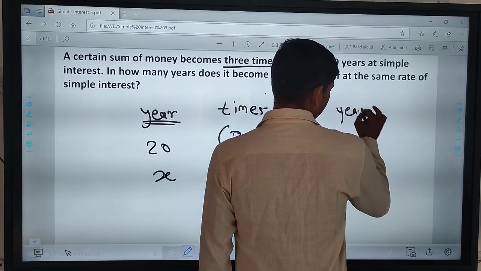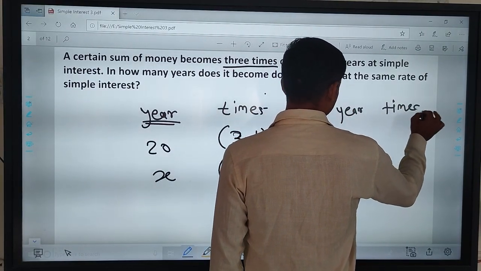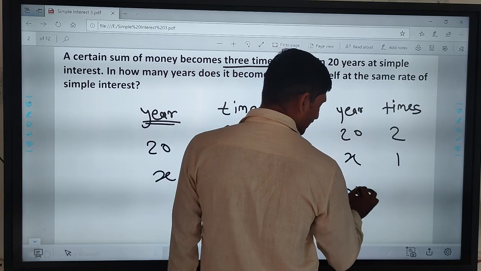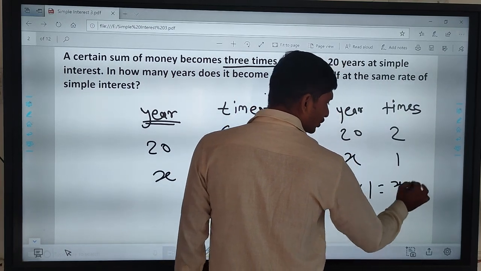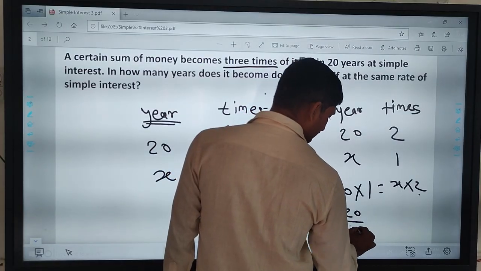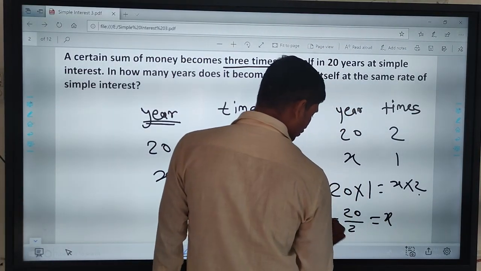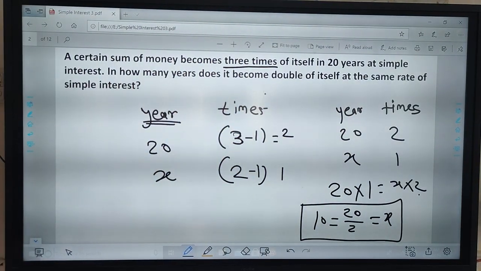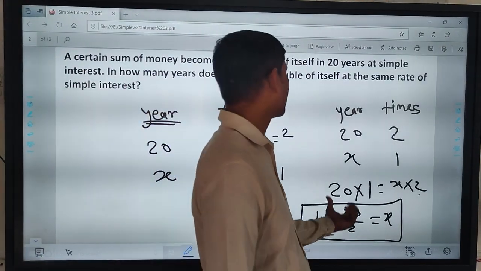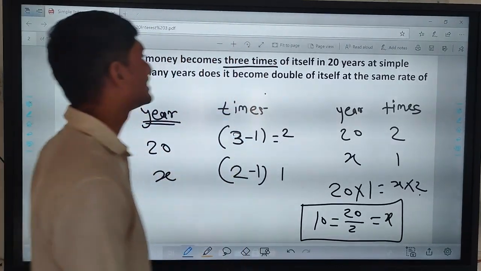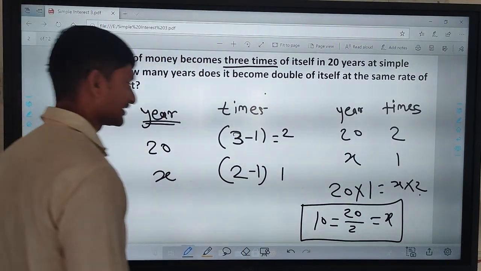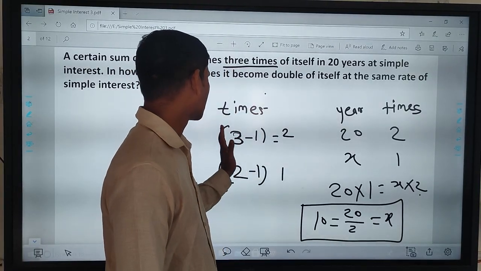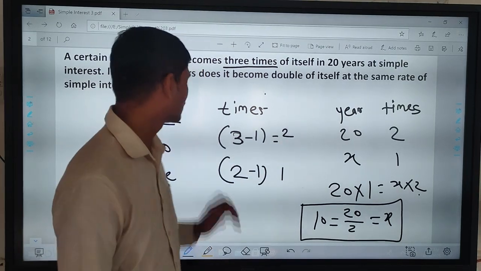Then years: 20 into 1 is equal to x into 2. Here 2 is multiplied, so it becomes divide. Then x is equal to 10. In 10 years it becomes double of itself at the same rate of simple interest. Here we only subtracted 1 from times, meaning 3 times: 3 minus 1 is 2, 2 minus 1 is 1.